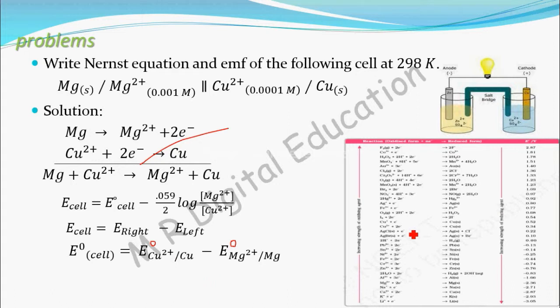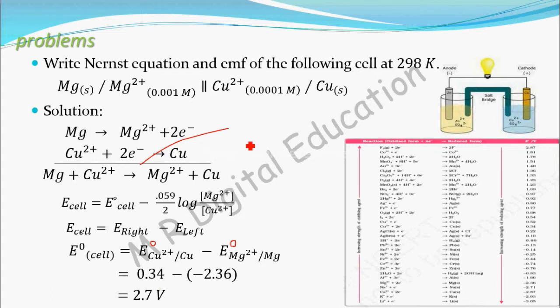Now from this table you will get the standard reduction potential of copper as 0.34 minus the standard reduction potential of magnesium as minus 2.36. Here, even though magnesium is undergoing oxidation, we are taking the reduction potential because every electrode potential is measured as a reduction potential only. So its reduction potential is minus 2.36. Now when you simplify this, you will get E naught cell as 2.7 volt.